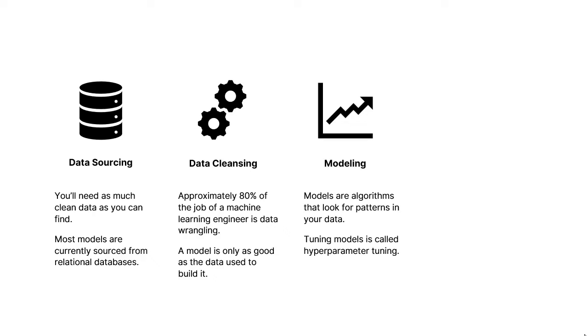Once your data set has been wrangled, it's on to modeling. Models are algorithms that look for patterns in your data. The model's goal is to learn from the data set you've cleaned in the previous step. Once the model has been trained, it's ready to be tested again on fresh data. Fresh data is data the model has never seen.